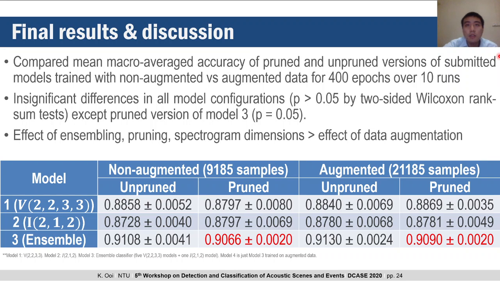Although there are slight differences in the means of all configurations, they were not significant based on two-sided Wilcoxon rank sum tests, except the pruned version of Model 3, which I've highlighted in red here. This was marginally significant with a p-value of 0.05. Hence, we think it is safe to say, based on all the results that we have presented so far, that the effect of ensembling, pruning, and choice of spectrogram dimensions on model performance greatly outweighs any contribution due to the data augmentation method that we used.